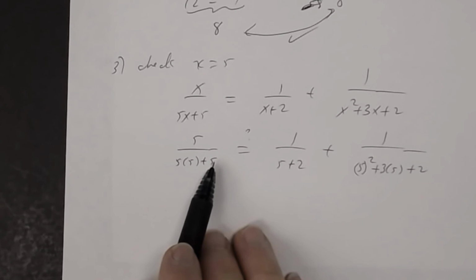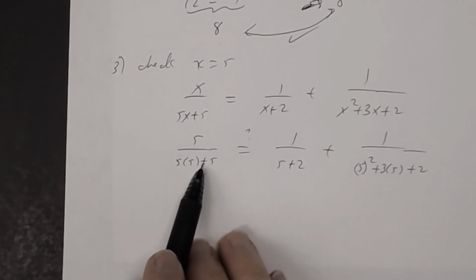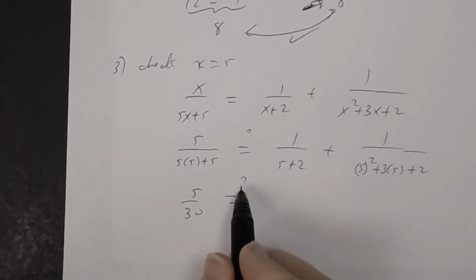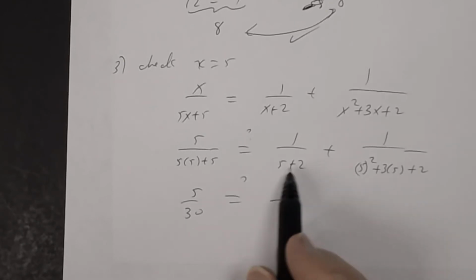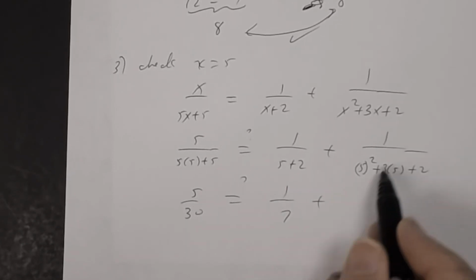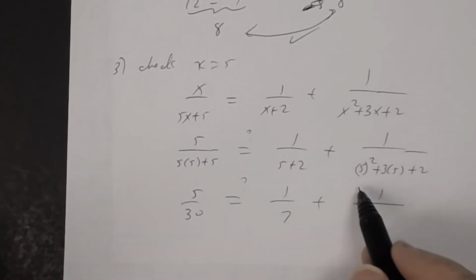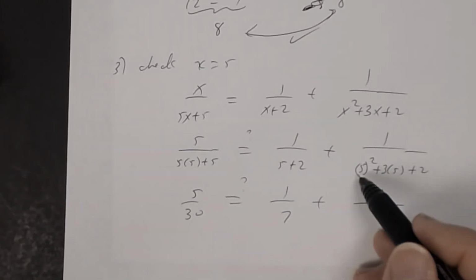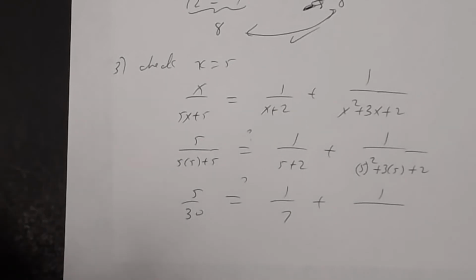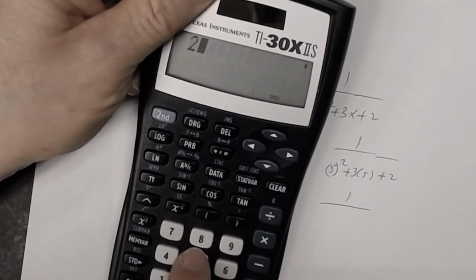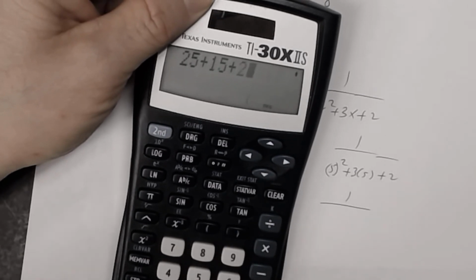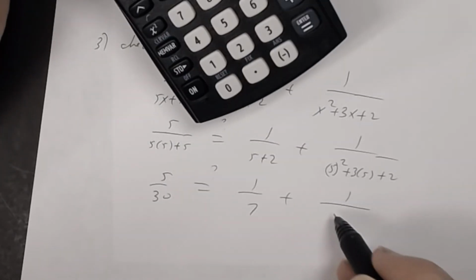Okay. Now let's do it by hand first, and then if we need to, we'll go to the calculator. 5 times 5 is 25, right? What's 25 plus 5? 30. So I get 5 divided by 30. And I'll see that's going to equal 1 divided by, what's 5 plus 2? 7 plus 1. Okay, now some of you may need to use a calculator here, but you all know that what's 5 times 5? 25, right? So you're going to say 25 plus, what's 5 times 3? 15 plus 2 equal 42.